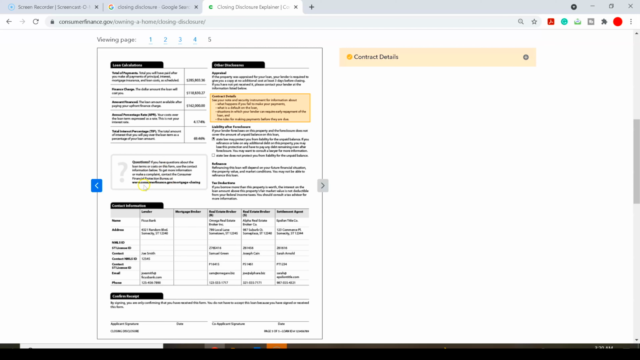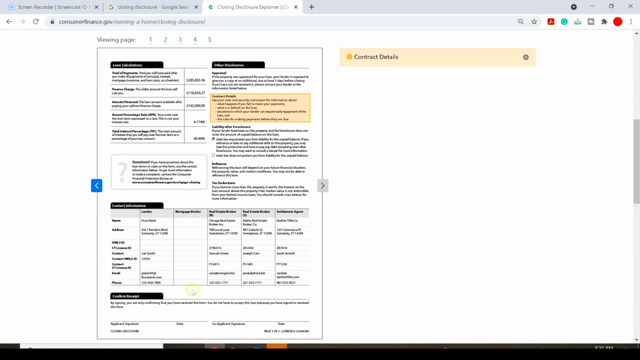If you have any questions, you can direct those here. And then this is going to be contact information. It's going to have your lender. If you did use a broker, they're going to be here. Your real estate broker, both on the buyer and the seller side, and then the title company.